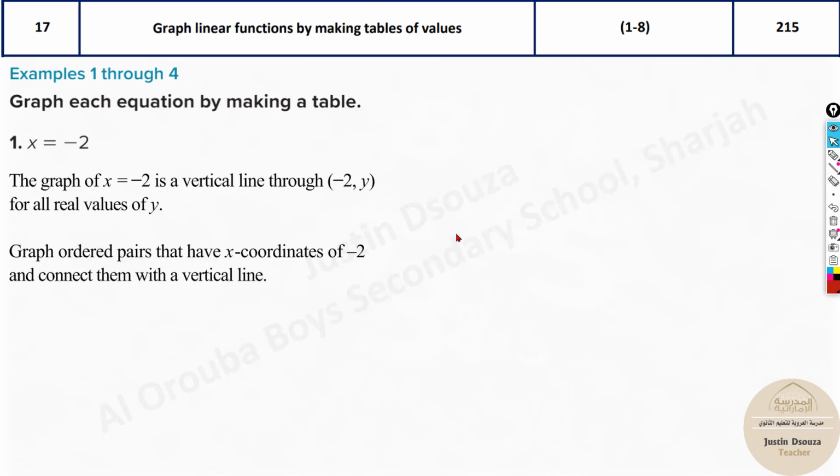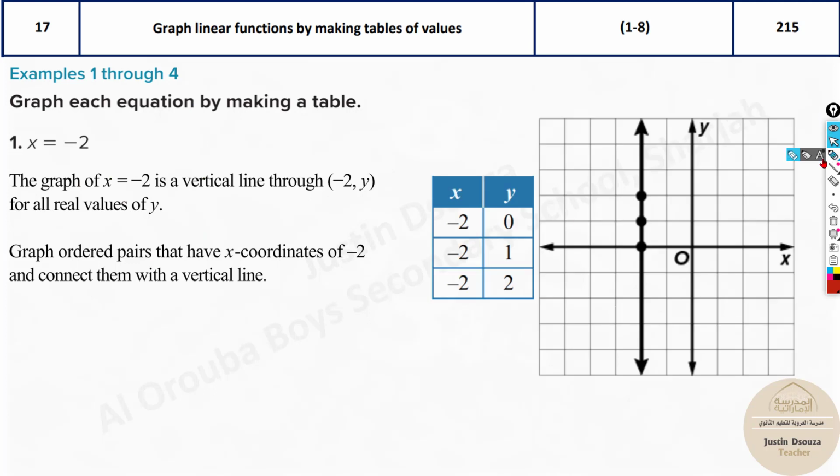Okay, they have just made a small table. But anyways, x, y. You need to assume y only for such cases where x is already given, because x does not change. It's minus 2, minus 2, minus 2, minus 2. I hope this is clear. You can take any value of y, 0, 1, 3, even minus 5, and everywhere the x value remains the same.